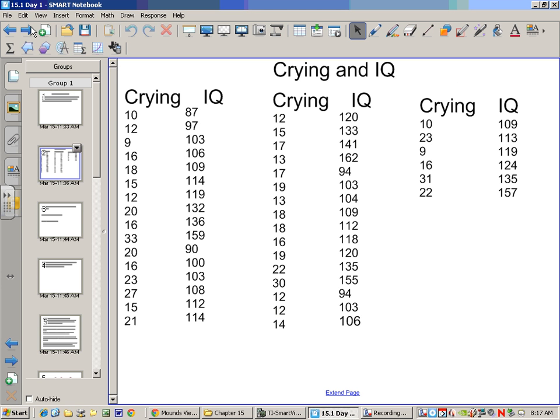First off, we're going to look at this problem that compared the crying intensity of babies in the first 3 months of life, and then years down the road, they gave them an IQ test and tried to compare their intensity of crying and their future IQ score.